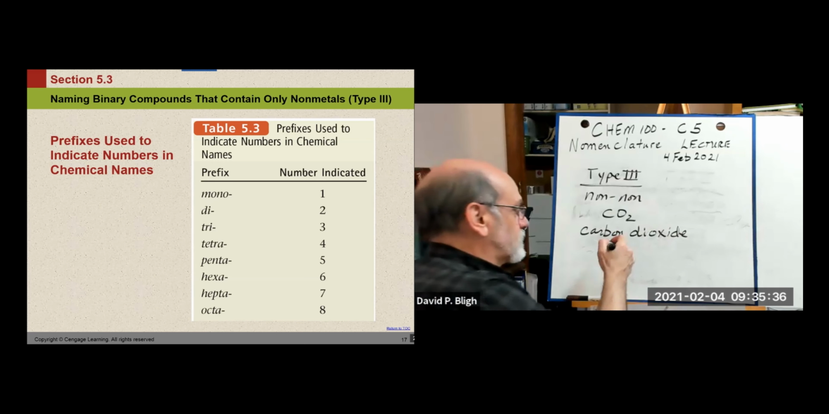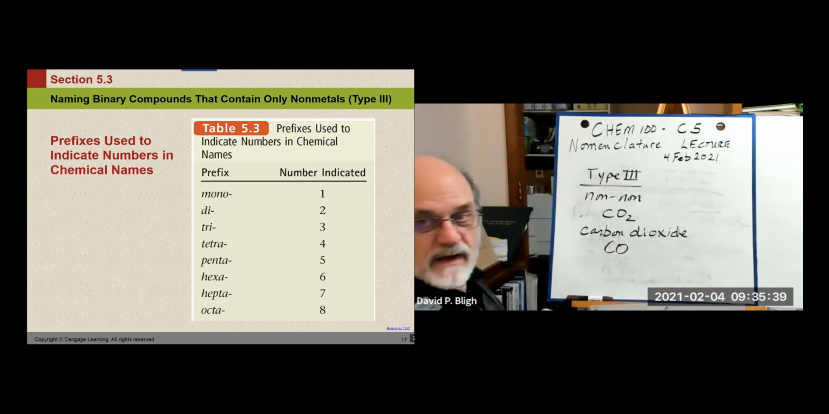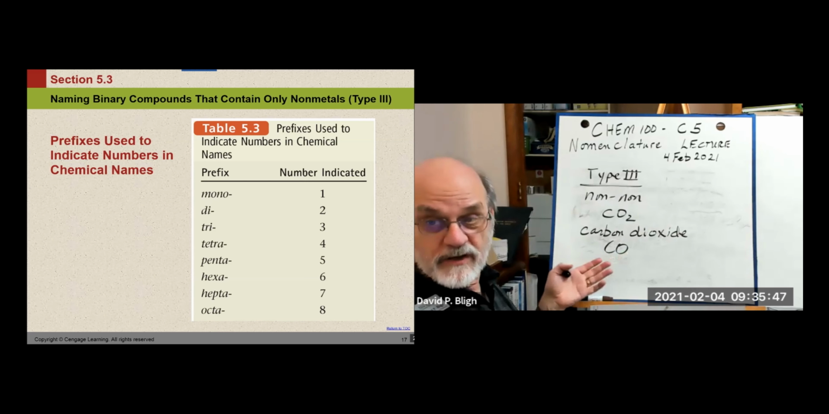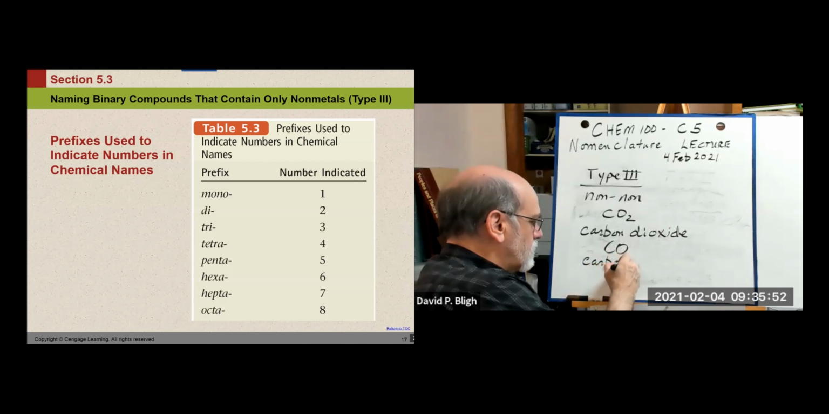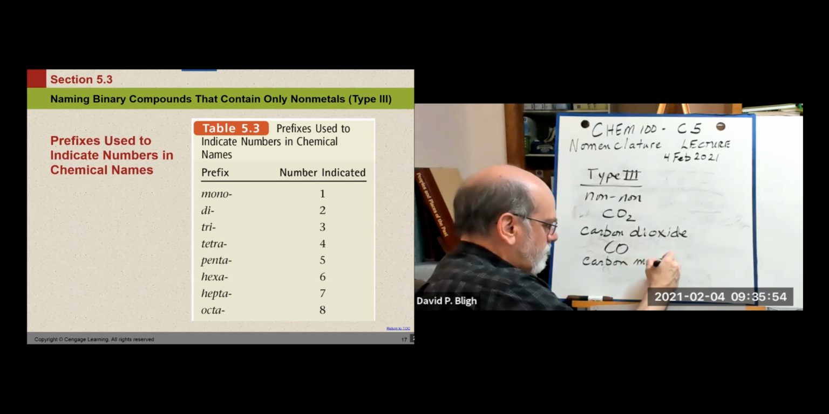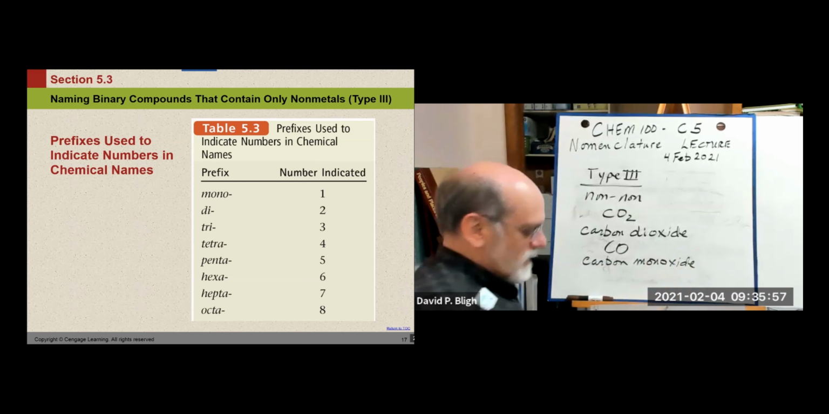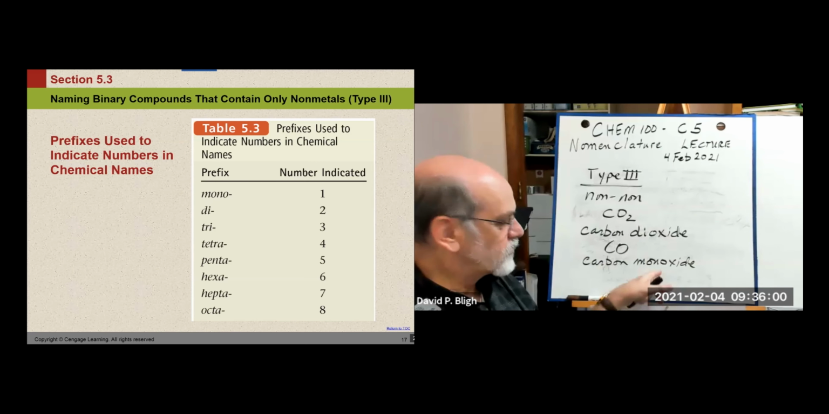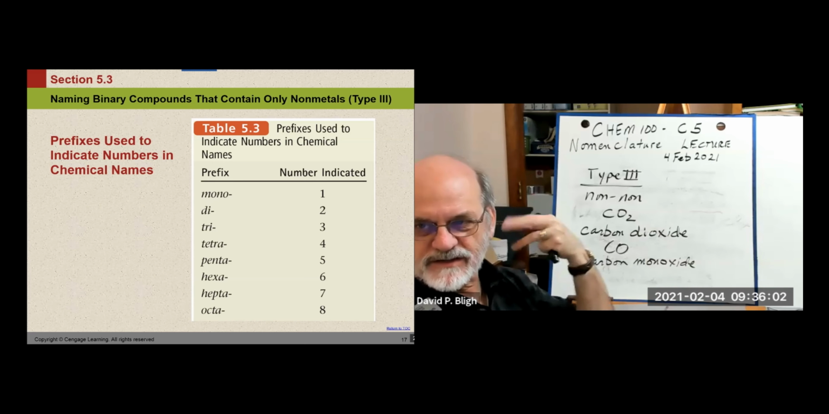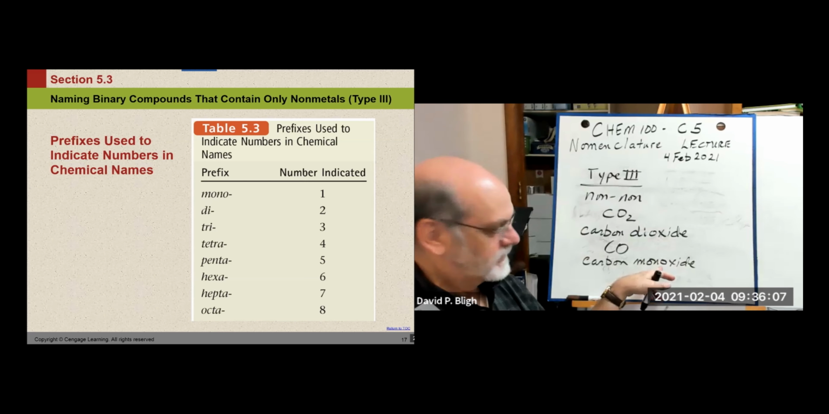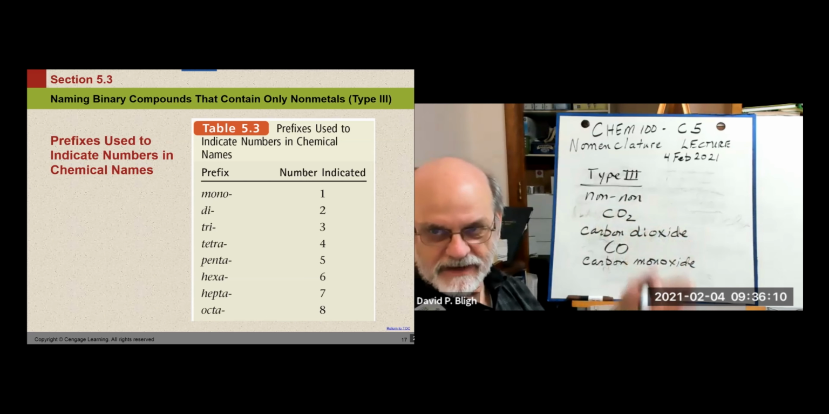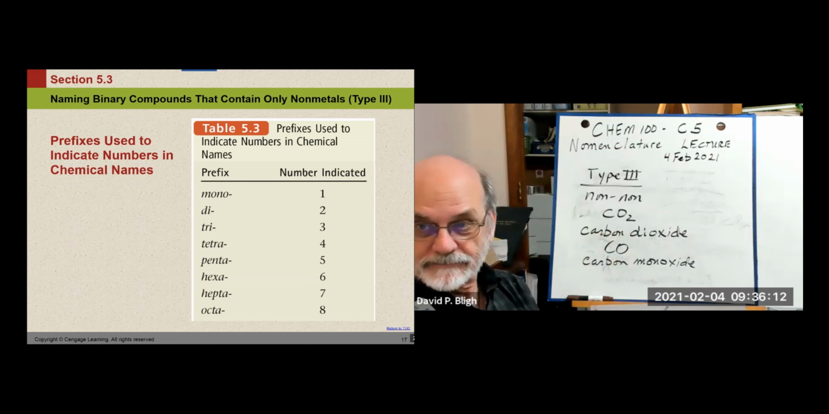How would we name this one? CO, right? That's the one that'll kill you. Well, carbon dioxide will kill you too, but carbon monoxide will kill you a lot faster. So we say carbon monoxide. Notice we don't say monooxide. It just doesn't sound right. So we drop one of the O's because we've already got an O. So monoxide is the proper name for this compound.